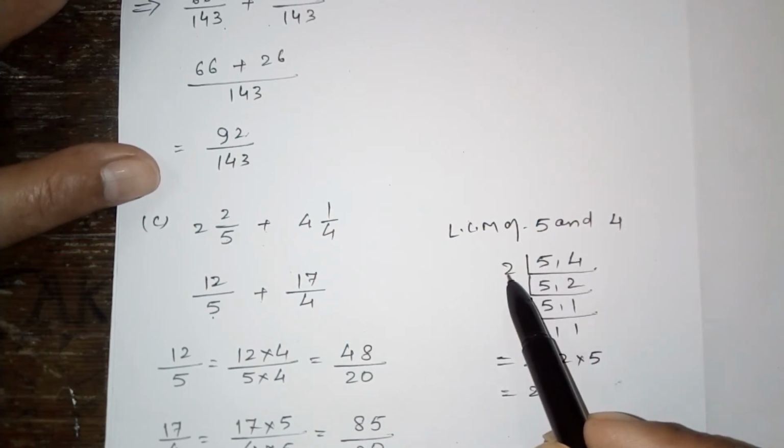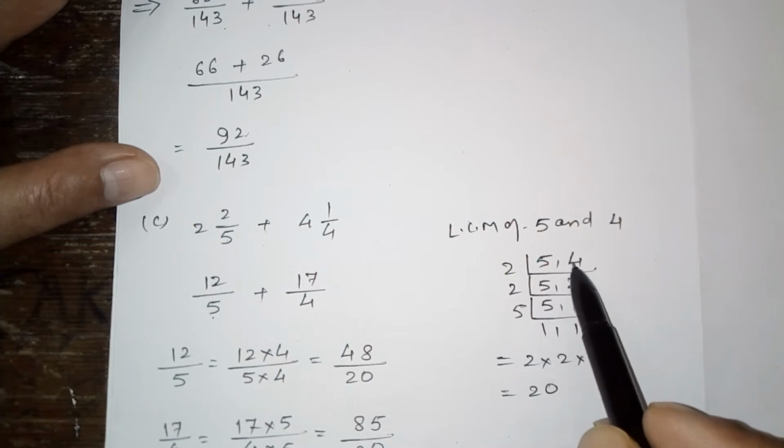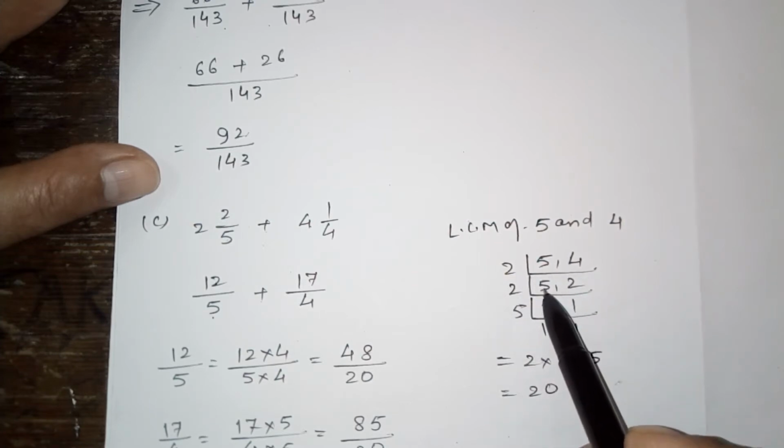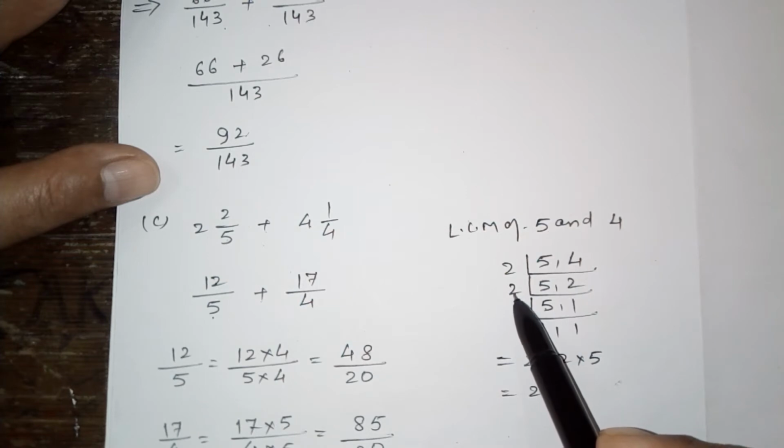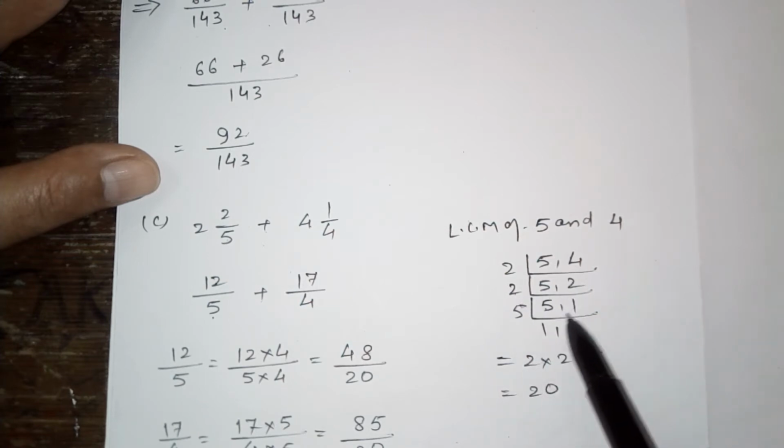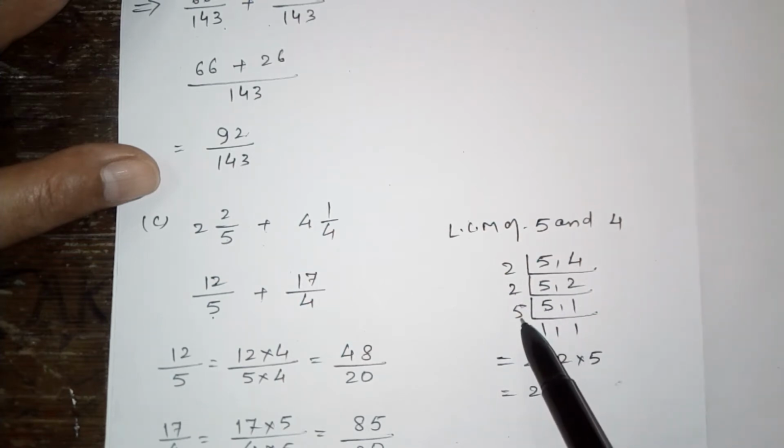5 is not divisible by 2, so it will be taken the same. 4 divided by 2 will give you 2. 5 is not divisible by 2, so we take the same number 5. 2 divided by 2 will give you 1. And 5 divided by 5 will give you 1. So the LCM will be 2 into 2 into 5. It will give you 20. 2 2s are 4, 4 5s are 20.